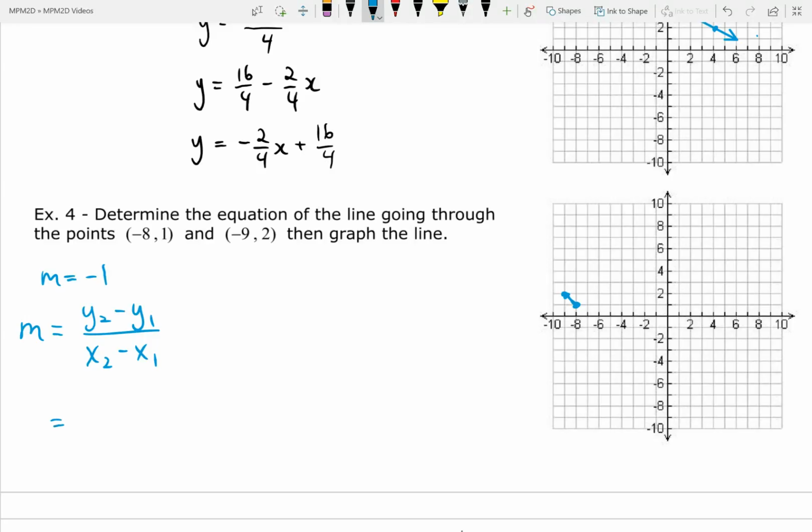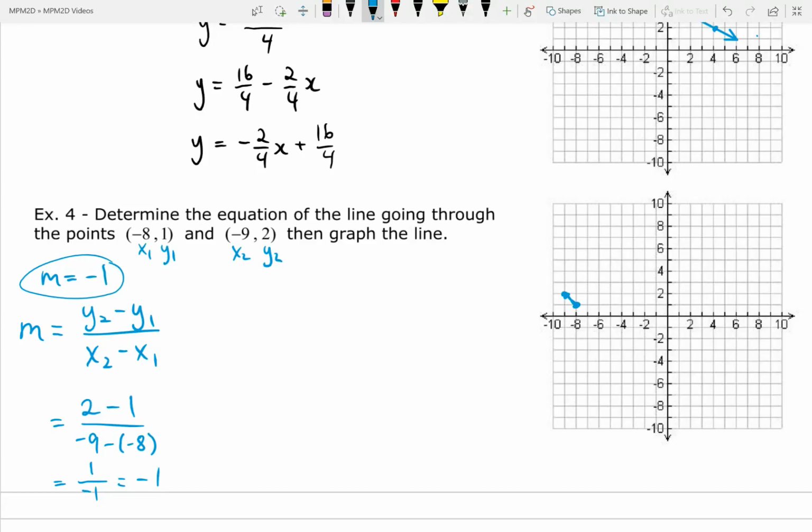So if my first point, negative 8 and 1, was x1 and y1, and negative 9 and 2 would be x2 and y2. If I plug these values into my equation, y2 minus y1 would be 2 minus 1, and x2 minus x1 would be negative 9 minus negative 8. And so 2 minus 1 is 1, negative 9 minus negative 8 is negative 9 plus 8, which is negative 1, and that's equal to negative 1. So I was verified. My slope is negative 1.